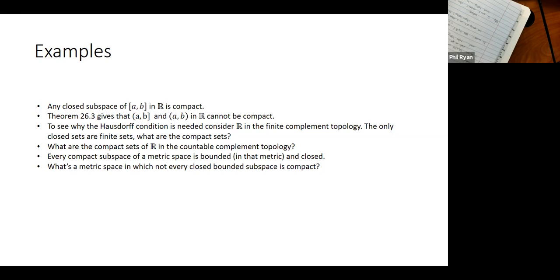So let's argue by contradiction. If it's a compact infinite set, then let A_n be an infinite sequence of different elements of A, right? So A_i doesn't equal A_j if i doesn't equal j. Okay, so we can do that because it's an infinite set. We can just do that.